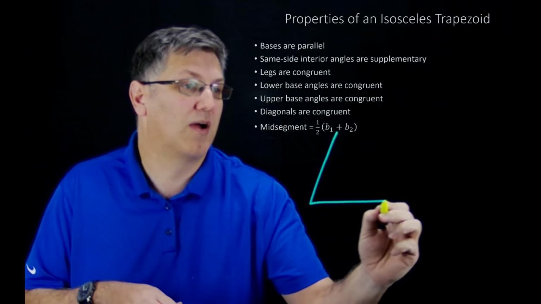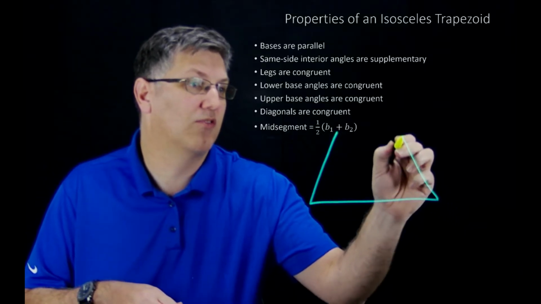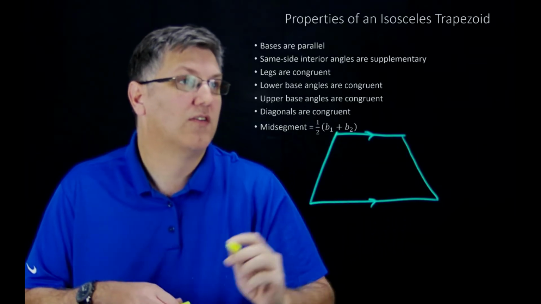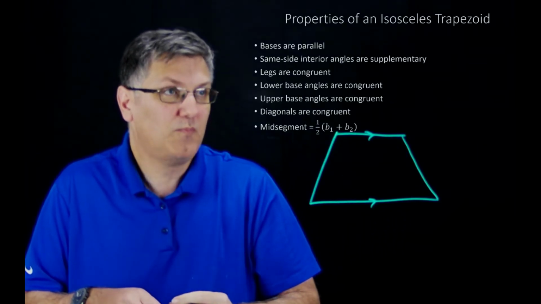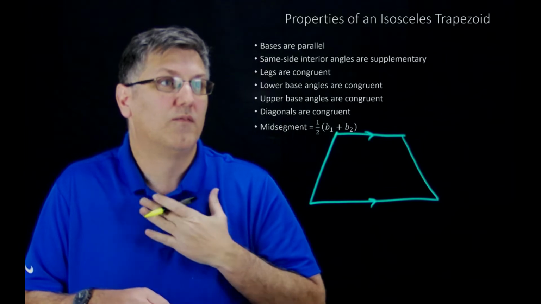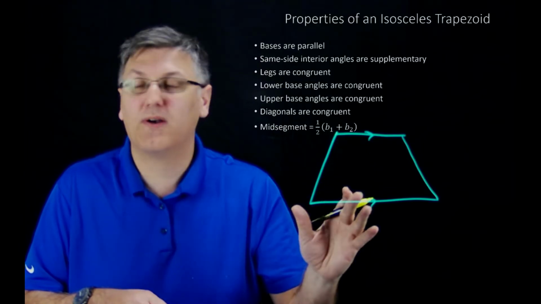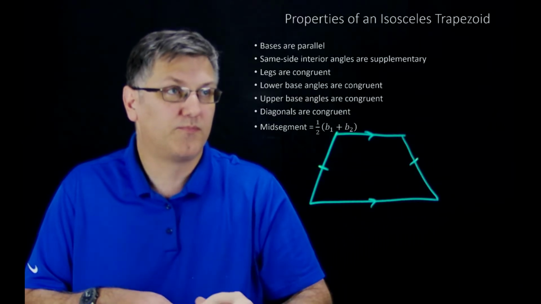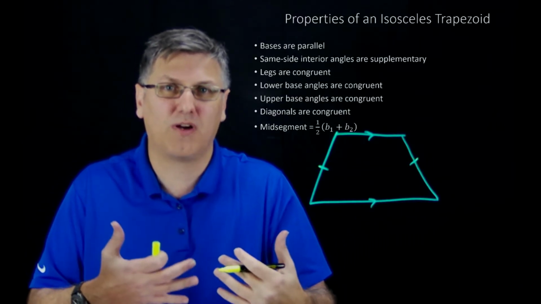So here I have a trapezoid. I have an isosceles trapezoid. So this part and this part, these are my bases, and they are parallel. That's what makes it the trapezoid. These legs are congruent because it's an isosceles trapezoid.